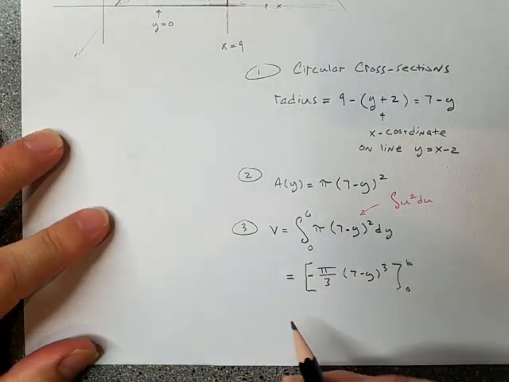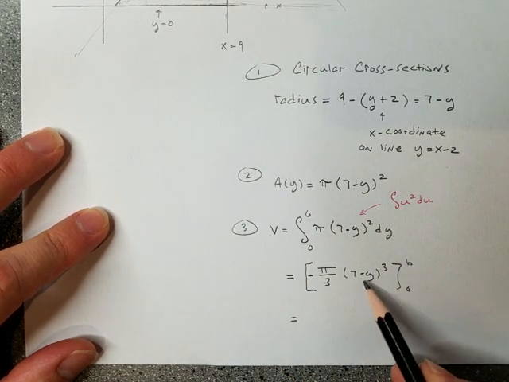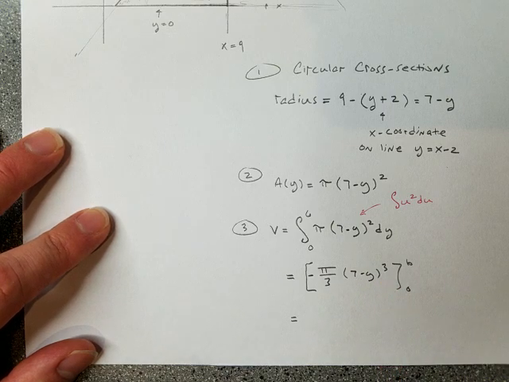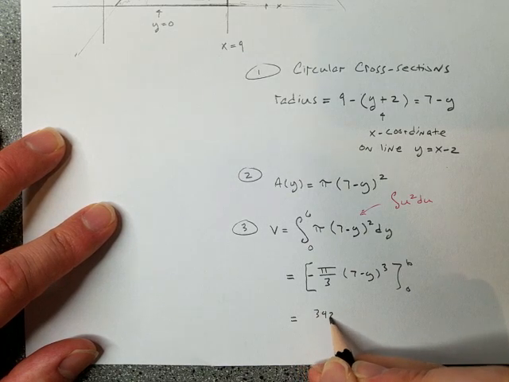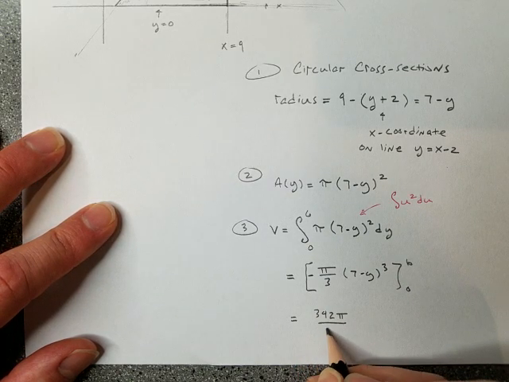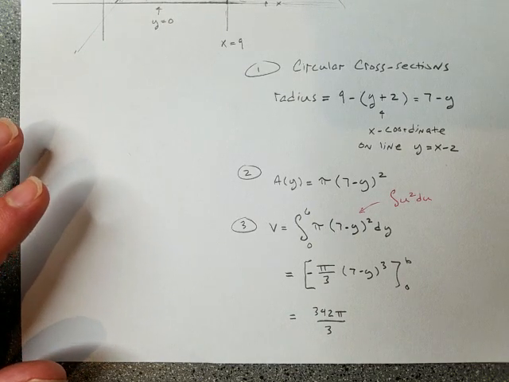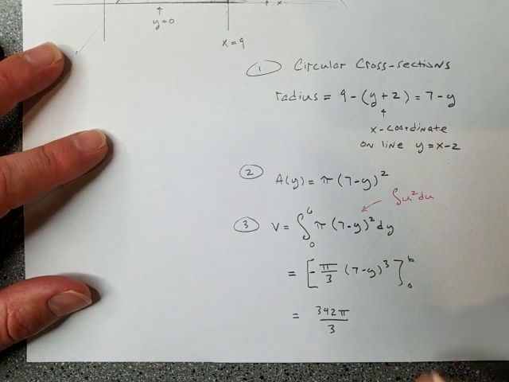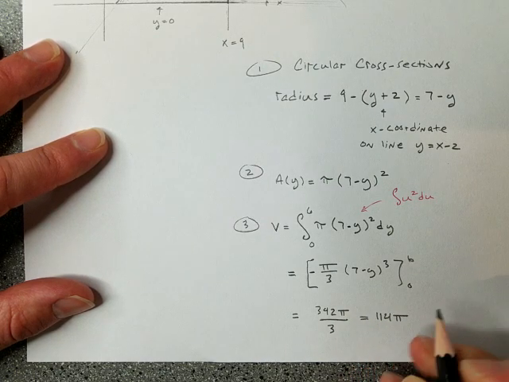Okay, so if we do this all said and done, here's what you'll get. You'll put the 6 in, you'll get a 1 there, you'll put the 0 in, you get 7 to the third power, that's 343. So you'll get 342 pi over 3. Okay, 342 pi over 3. Why leave it like that? 114 pi, if we divide it out.